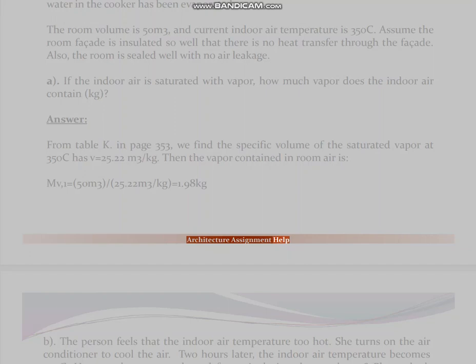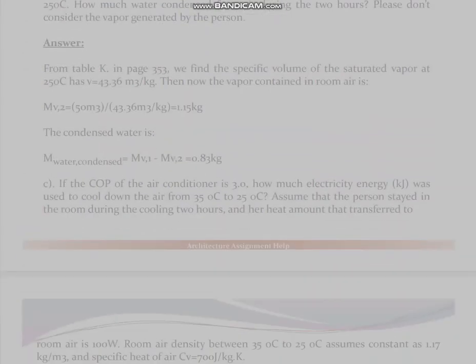B. The person feels that the indoor air temperature is too hot. She turns on the air conditioner to cool the air. 2 hours later, the indoor air temperature becomes 25 °C. How much water condensed from air during the 2 hours? Please don't consider the vapor generated by the person.